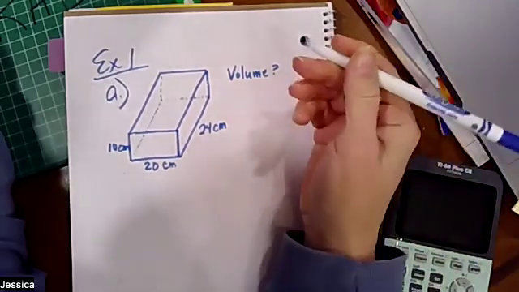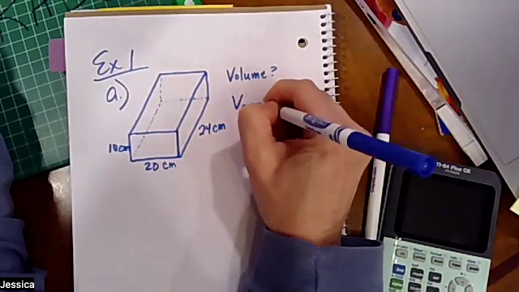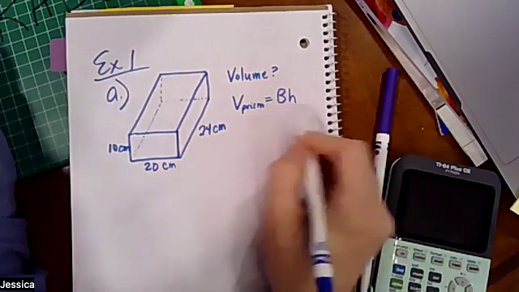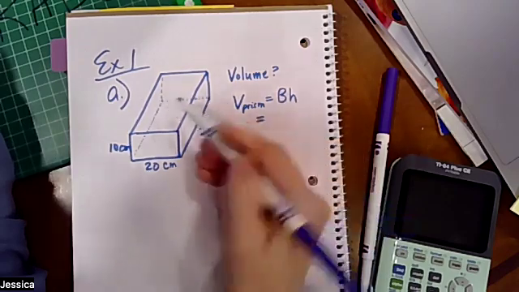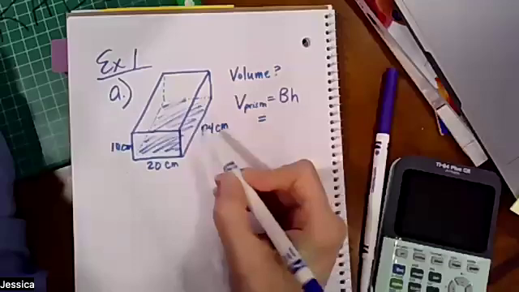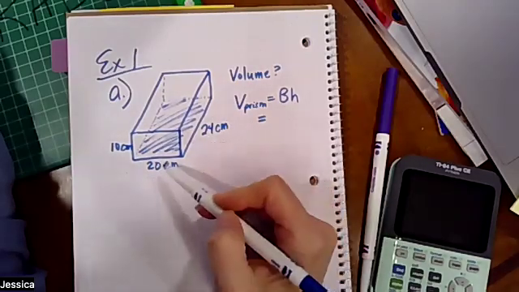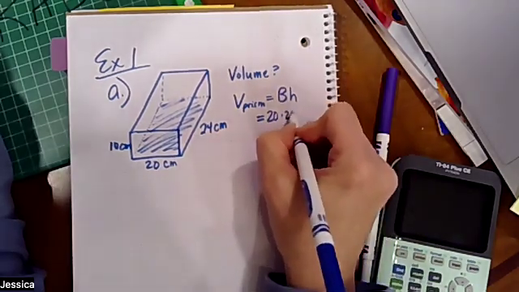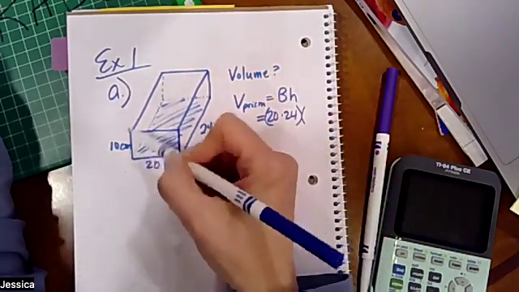Okay, so let's remember our formula. The volume of a prism is the area of the base times the height. So you can plug it in all at once, or you can break it down and do it separately. But the base, again, think this right here. So for this rectangle, it's going to be base times height, or length times width. It's going to be 20 times 24. Okay, and then we know our height is 10.